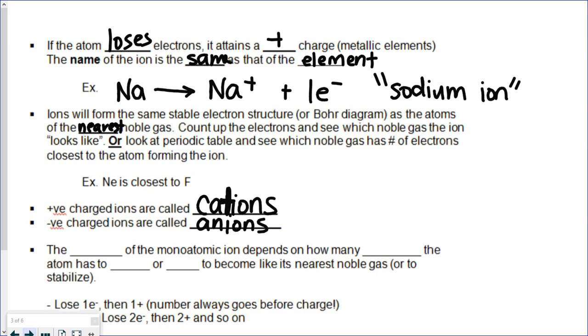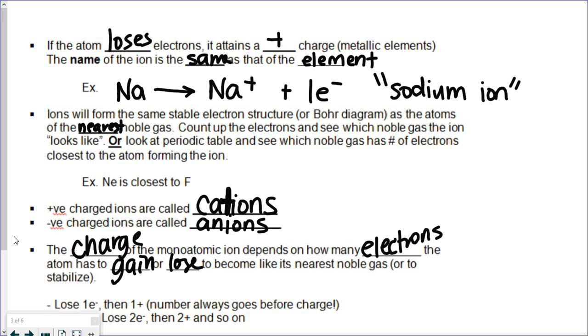So the next part, it says the charge of the monoatomic ion depends on how many electrons the atom has to gain or lose to become like its nearest noble gas, or to stabilize. So that's saying how many spaces on the periodic table is it from a noble gas. If it's 2 spaces, it needs to gain or lose 2 electrons. If it's 1 space, it needs to gain or lose 1 electron.